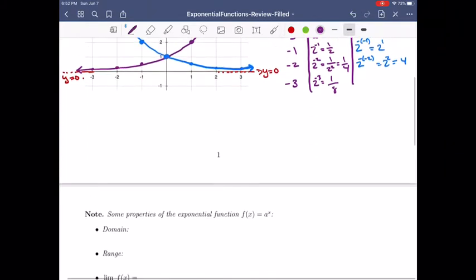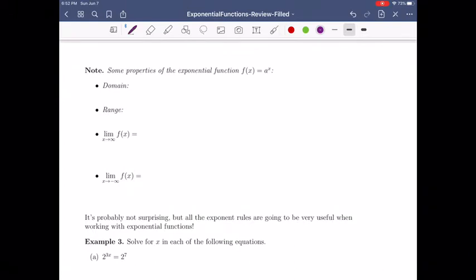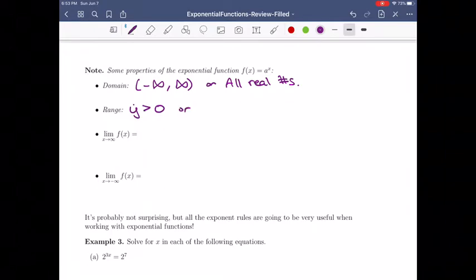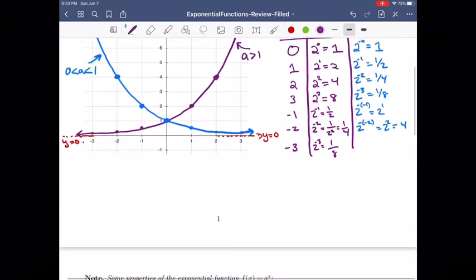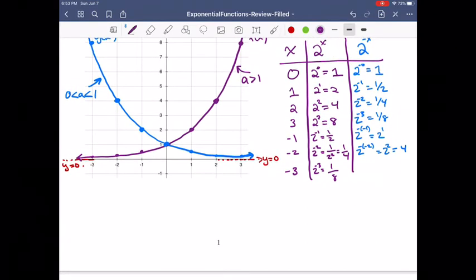Okay, so some properties that we can see from the graph. The domain, there were no bad x values, so the domain is negative infinity to infinity, or you might want to say all real numbers. The range for both was y bigger than 0, or in interval notation from 0 to infinity. We can never get a negative number because it's a number to some power, and our number is positive.